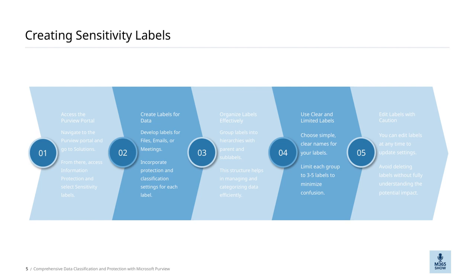Remember, you can always edit your labels later to update settings or improve clarity. However, be cautious when deleting labels, as doing so without fully understanding the impact can cause issues. Overall, creating well-structured, clear, and manageable sensitivity labels is key to effective data classification and protection within your organization.